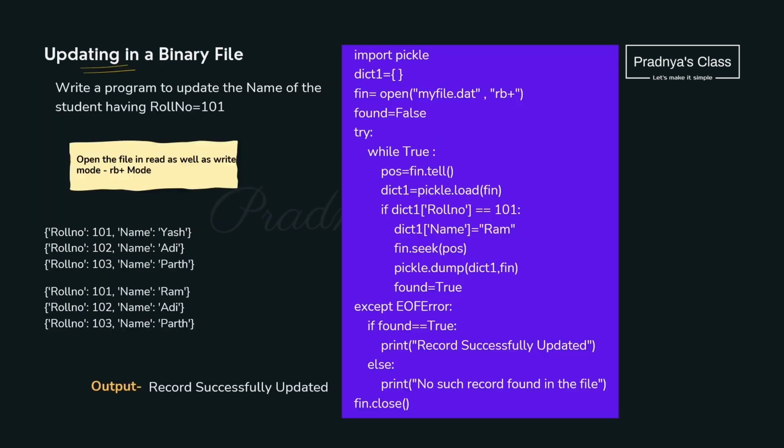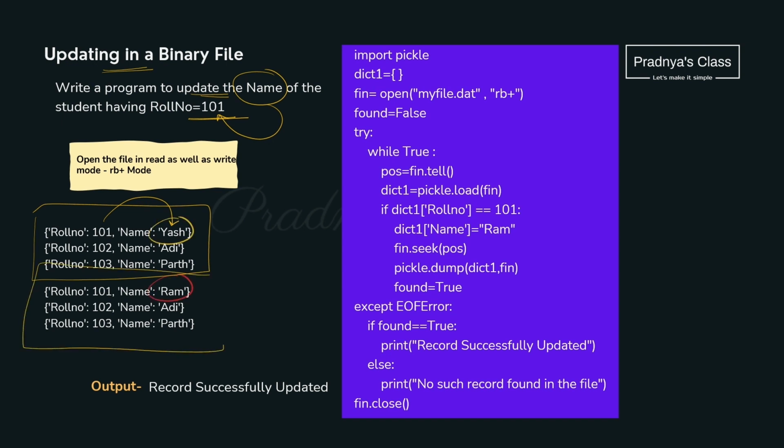Now we know how to find out the exact location of the old record to update the record. Then let's try to understand how to update the record. With this program we are trying to update the name of the student having roll number 101. Here is the original file. The name of roll number 101 is Yash. That we need to update.